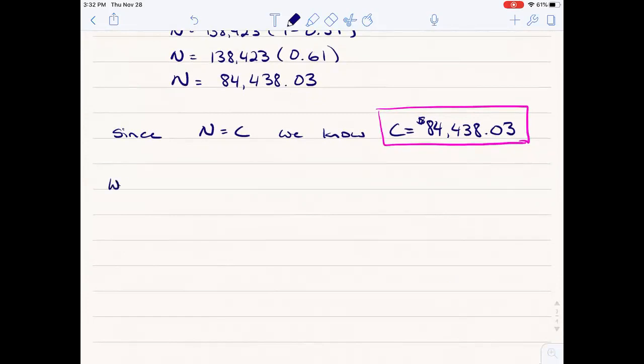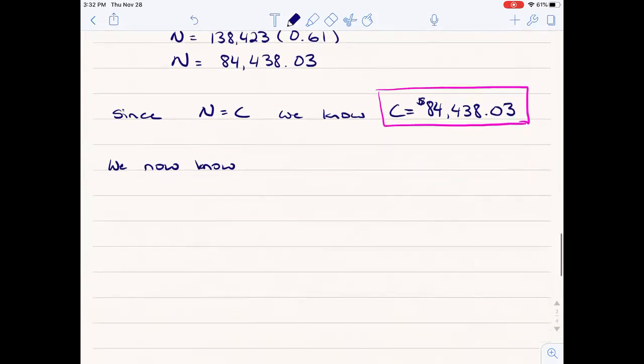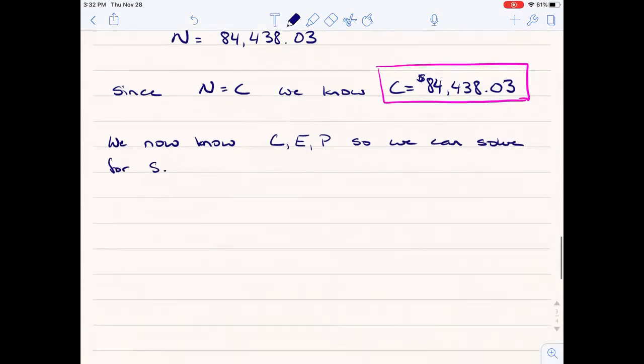So we now know, and on the final you don't have to write these little notes. I'm just writing them for you. We now know C, E, P, so we can solve for S. Since S is C plus E plus P.